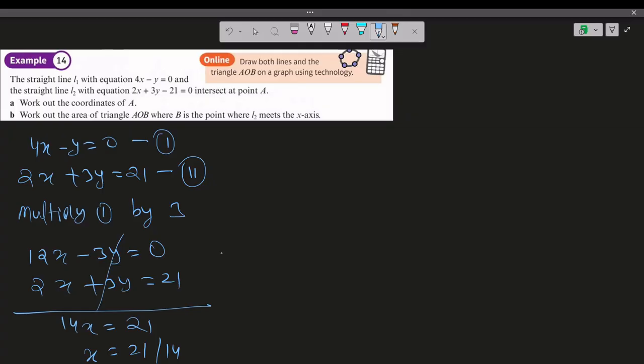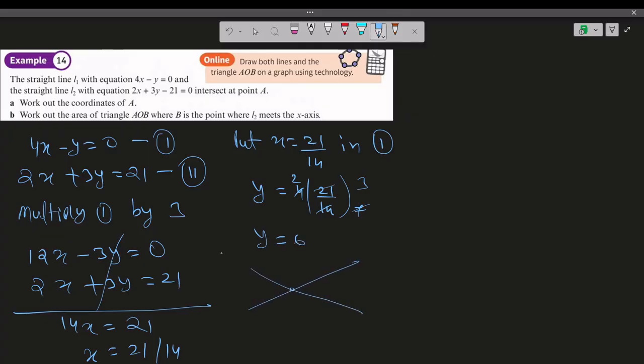How to find y? For y, let us put x equals 21 by 14 in equation number 1. So 4x minus y equals 0, so y equals 4x. y equals 4 times 21 by 14. And 2, I think we can cancel. 2 twos are 4, 2 sevens are 14, and 7 threes are 21. Okay, so y equals 3 times 2, 6. Yes. So the point of intersection of these two lines is this one.